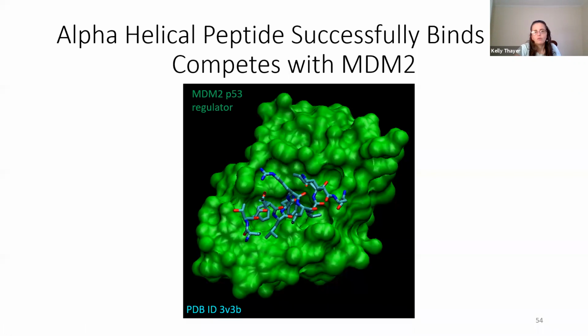And so if a person has the problem where MDM2 would not let P53 go free to do its job, it may prefer to bind to this peptide and thereby release the P53 and be bound up with this peptide instead. That could release P53, and then the tumor suppressor protein could do its job.